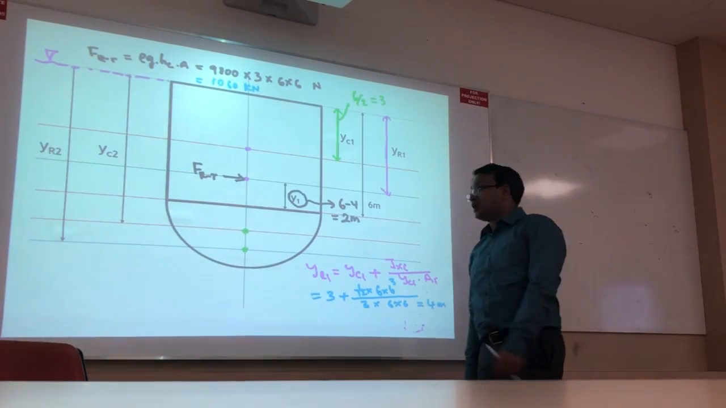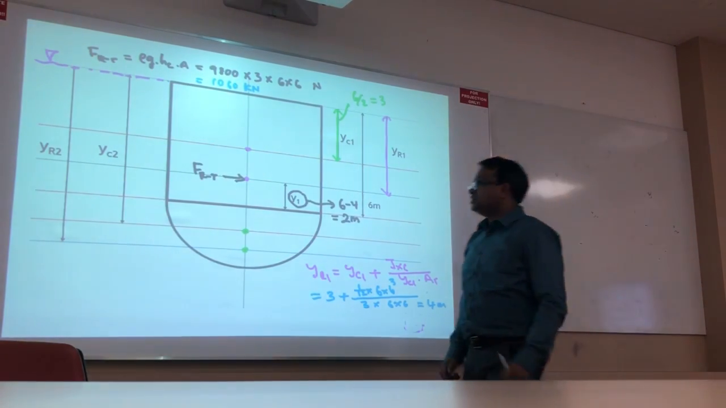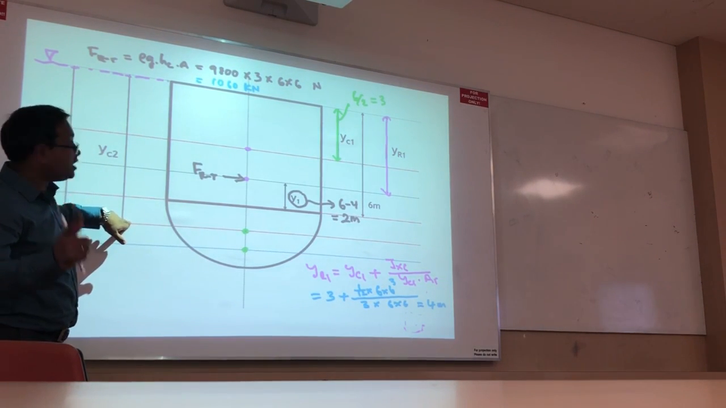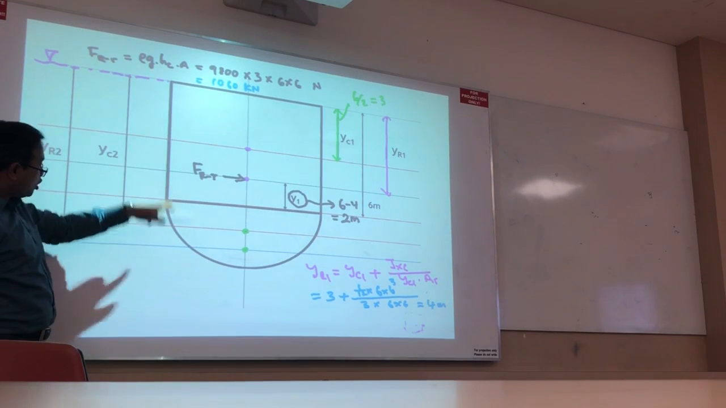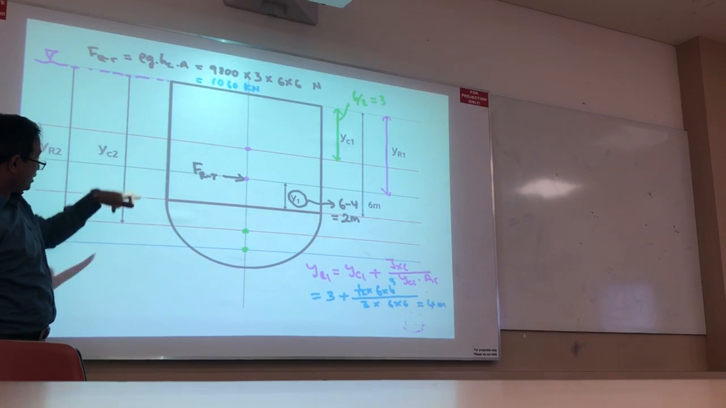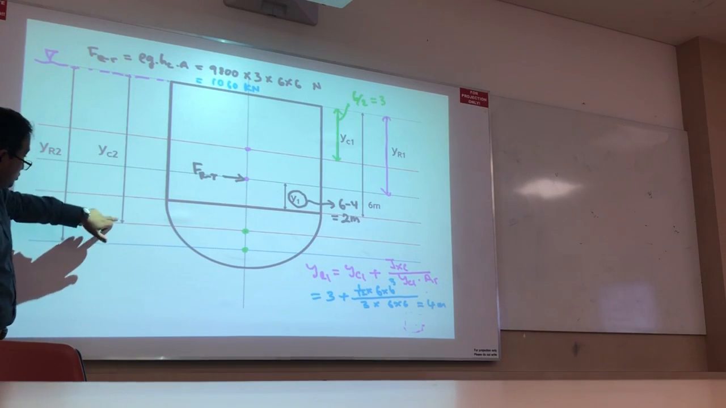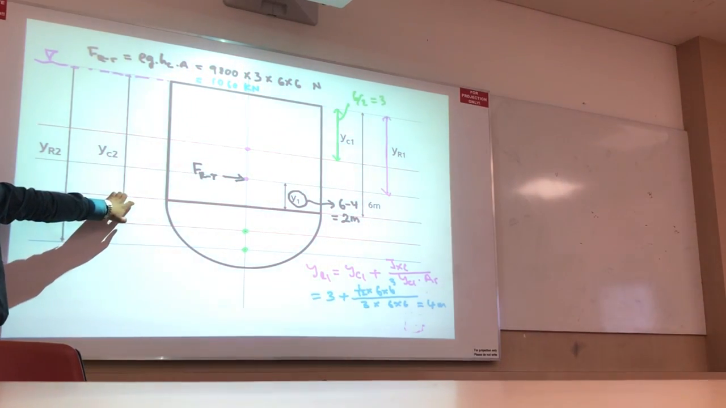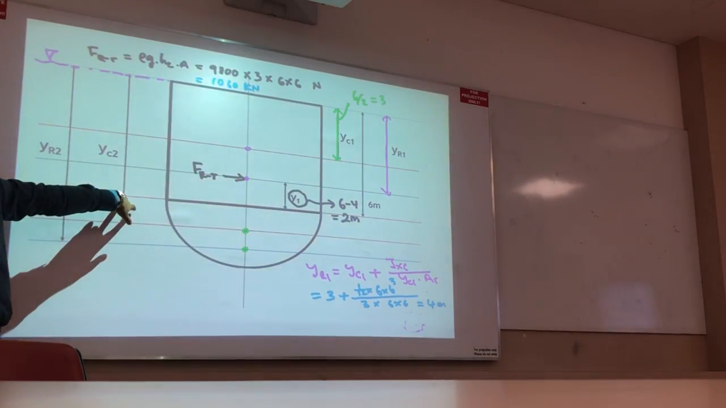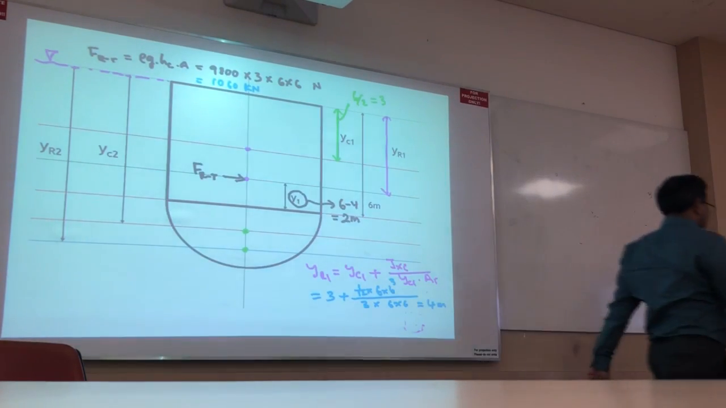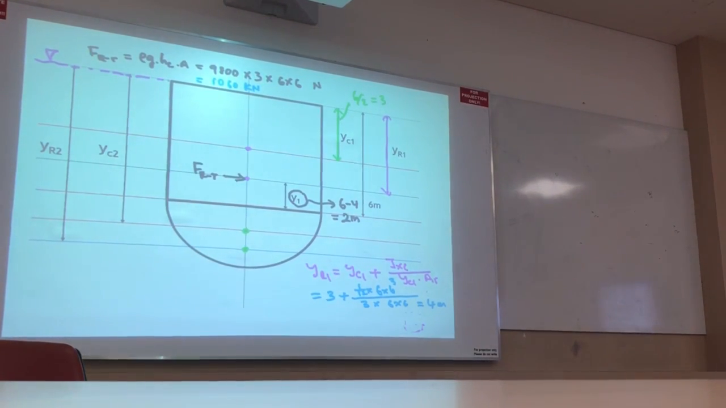Correct. So now I need to find the distance from here to here. I told you, you have to measure from the water surface, not from here. Alright? From here to here. That means yc2 becomes 6 plus the distance from here to here, which is 4r by 3 pi. Alright? If you look at the picture, you can see the distance from here to here.